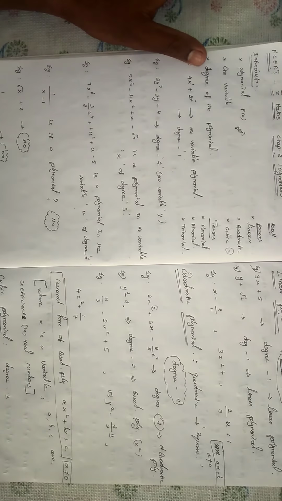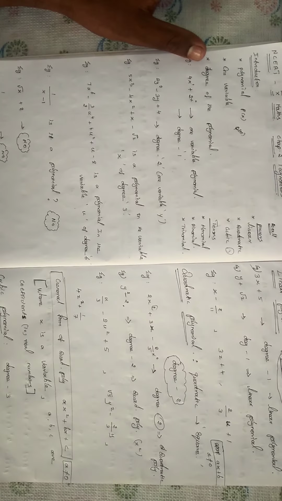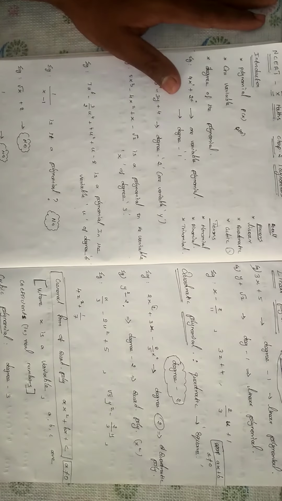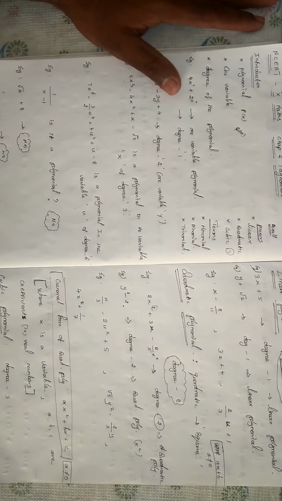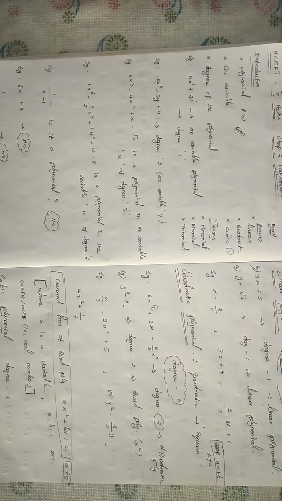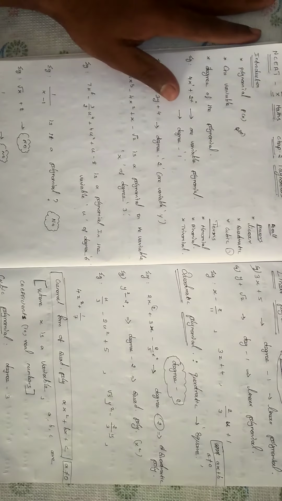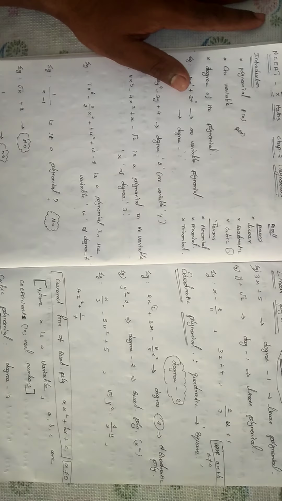So next, cubic polynomial. Obviously we know that a polynomial that has degree 3 is called a cubic polynomial. For example, x cube minus 2. The highest power in this polynomial is the degree, that is 3. So degree 3 is a cubic polynomial. For example, root 3x. These are examples of cubic polynomials.